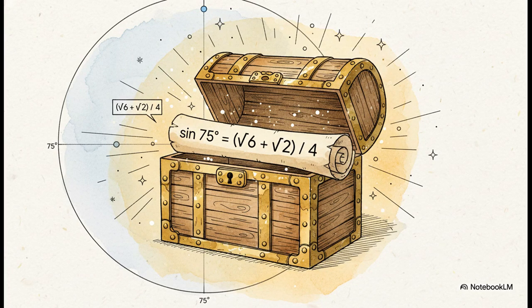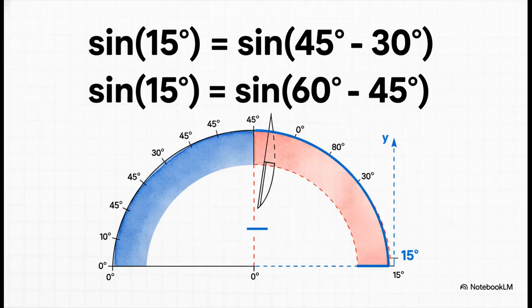And boom, just like that, there's our answer. The exact value for sine of 75 degrees is the square root of 6 plus the square root of 2 all over 4. How cool is that? We literally just found a value that wasn't on our original unit circle map. All right, you ready for another one? Let's make sure this really sticks.